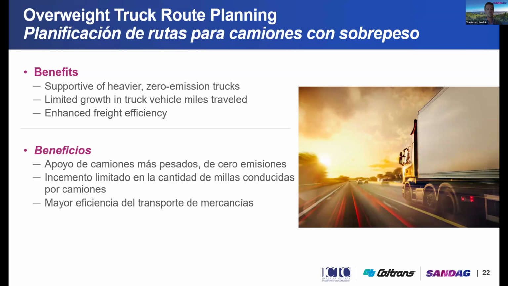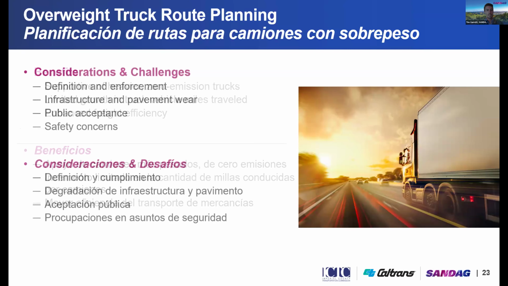And so overweight truck route planning is a concept of identifying and permitting certain routes where trucks might be able to have an extra weight allowance. Zero emission trucks would be able to travel on those roads so that there wouldn't have to be additional trucks on the road in order to carry those goods from place to place. And so this would increase the efficiency of the system. Some of the challenges here are the cost and safety.